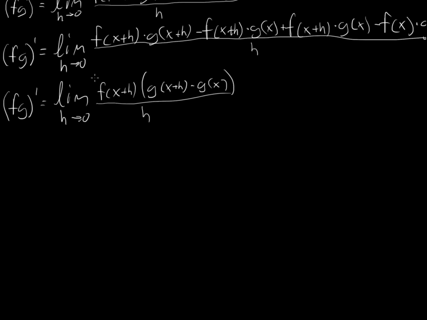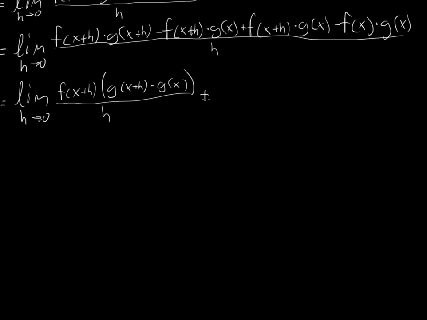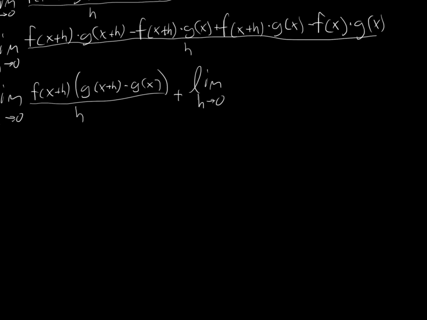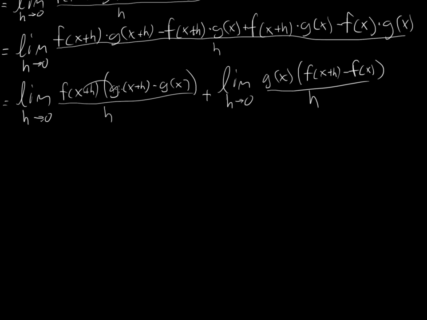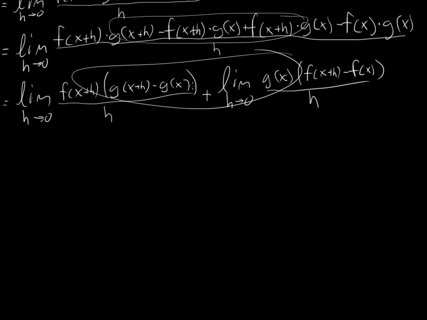I'm using limit properties to split this segment of the proof up into two parts, plus the limit as h approaches 0 of g of x times f of x plus h minus f of x, all of that over h. And you can pause this video right now and calculate this out, and you'll see that this is the exact same thing as this.